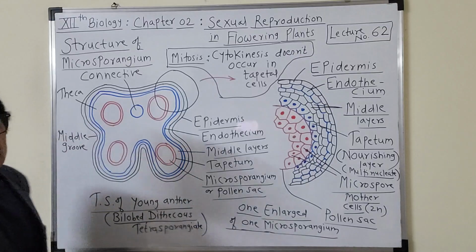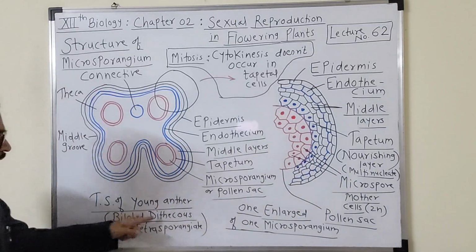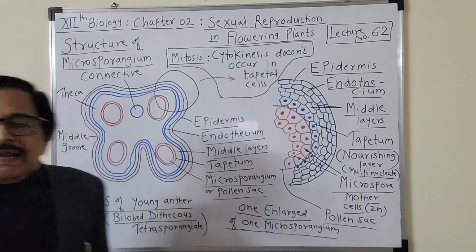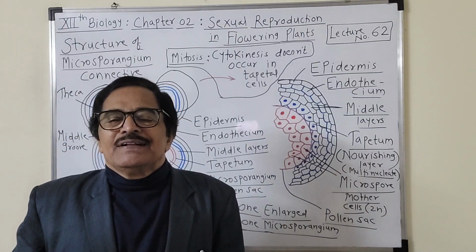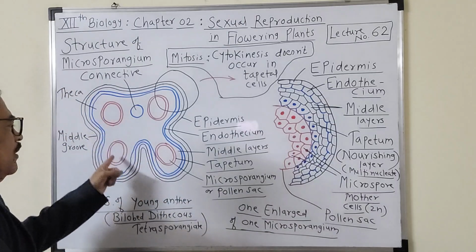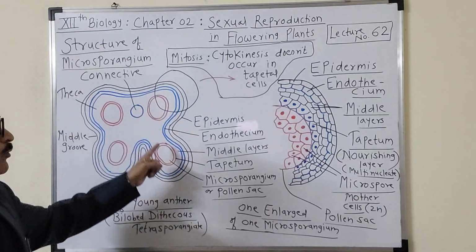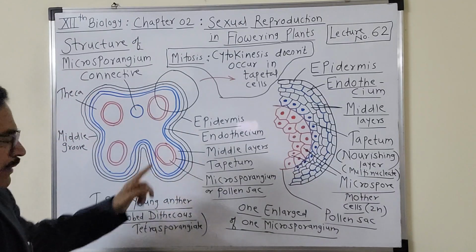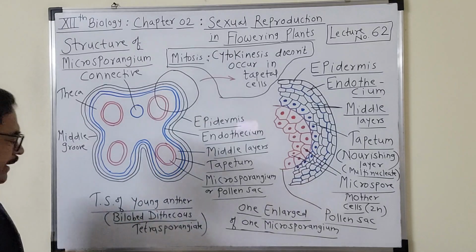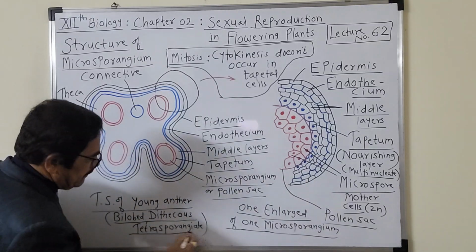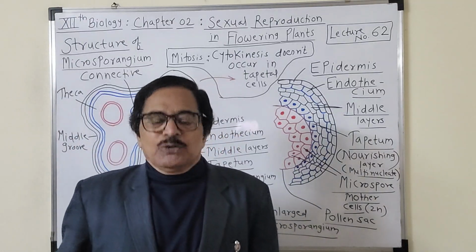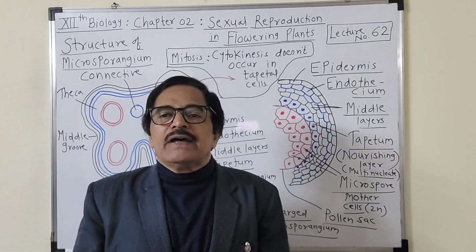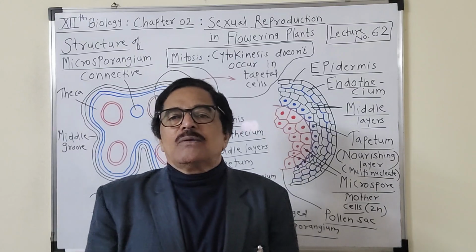So that's why it is called dithecous, I told you. और हर एक थीका के अंदर दो माइक्रोस्पोरेंजियम हैं, यानी 2 microsporangia on this side and 2 microsporangia on this lobe. That means it is therefore known as tetrasporangiate. ये टेट्रास्पोरेंजिएट स्ट्रक्चर है. तो ये अच्छी तरह से समझ लो wall layers and tetrasporangiate nature of that.